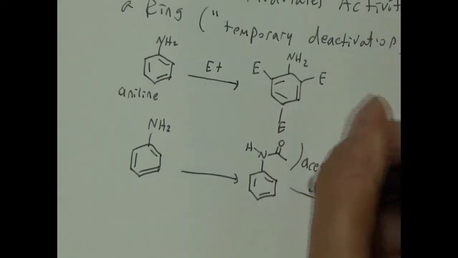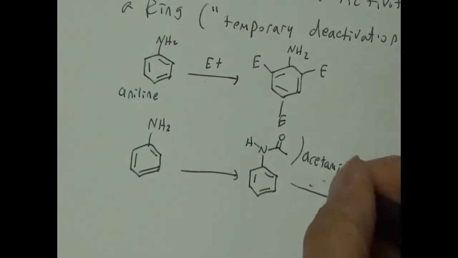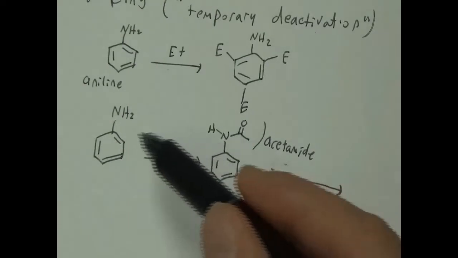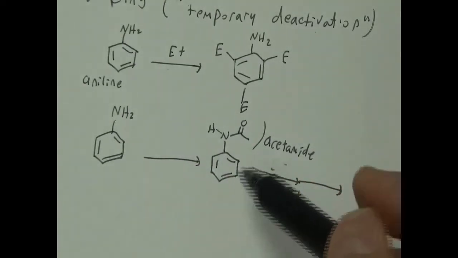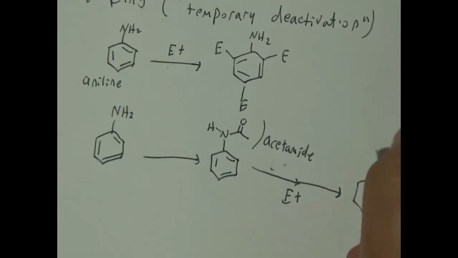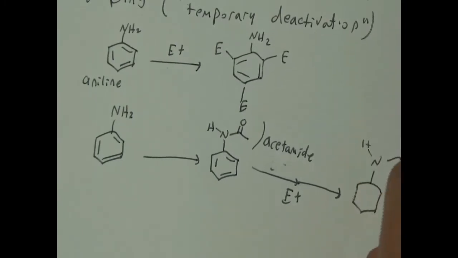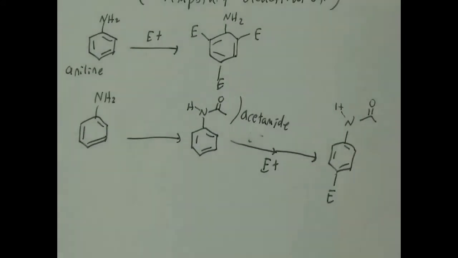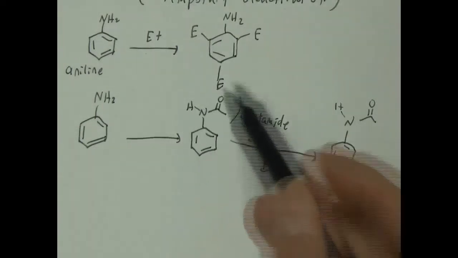I'm trying to separate the label acetamide from this arrow. Okay. Where is the electrophile going to go? This is super active, this is a little less active. So it's going to go to the para position, which is exactly what we want. Okay? The one question will be, how do we put this on? I'll tell you that in a second.